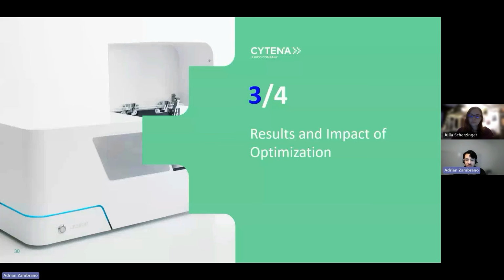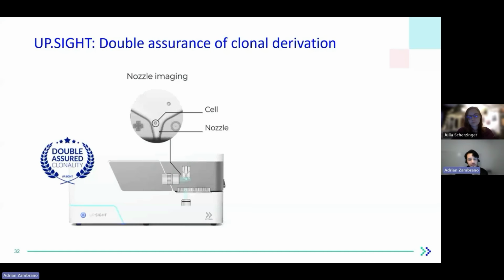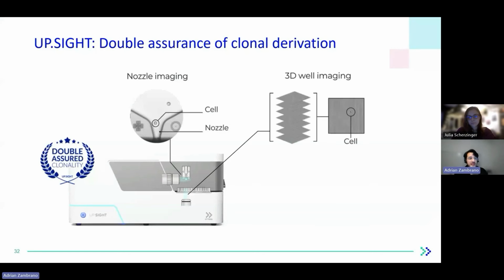Although I'm not going into very in-depth details of the Up.Sight, I will just highlight a few and show you how it does the clonal assurance. So this is all possible. First, the dispensing is analyzed basically via nozzle imaging. You have your cells in suspension and you have a camera looking at the nozzle and looking at what is dispensing. The second part could be looking into the well plate and imaging the cell as it's sinking through the plate. That's what we call the 3D well imaging.